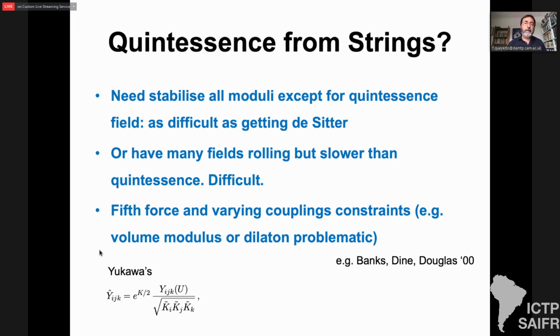Quintessence will be a possibility, but to get quintessence, you need exactly the same techniques that you needed for de Sitter, and on top of that, you need the runaway.